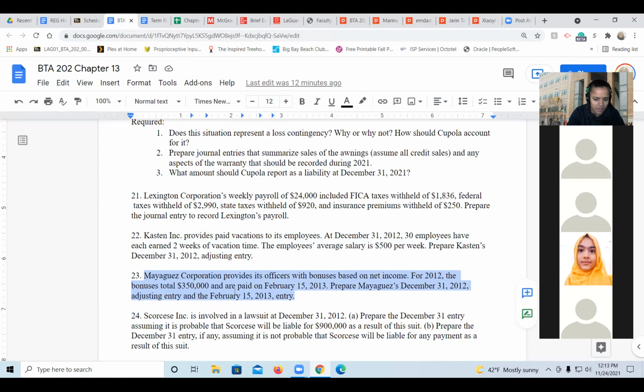Okay, so let's just read this one. It's about bonuses. Again, a fairly straightforward question, hopefully. Mayaguez Corporation provides its officers with bonuses based on net income. For 2012, the bonuses total 350,000 and are paid on February the 15th, 2013. So they're paid the next year, right? We just spoke about that. Prepare the December 31, 2012 adjusting entry and the February 15, 2013 entry. Basically they're just asking you to accrue for the bonus and then to show how the bonus is paid. I'll give you a minute to take down the question or take a picture of it.